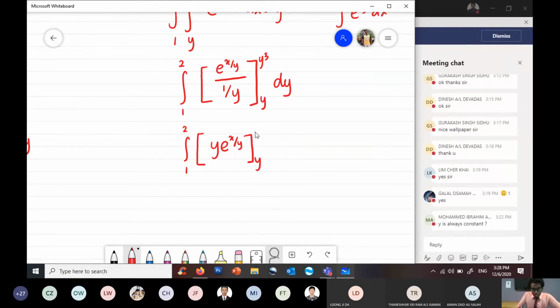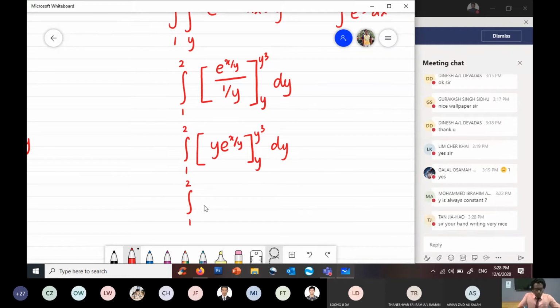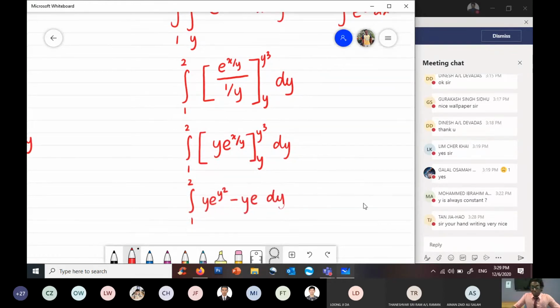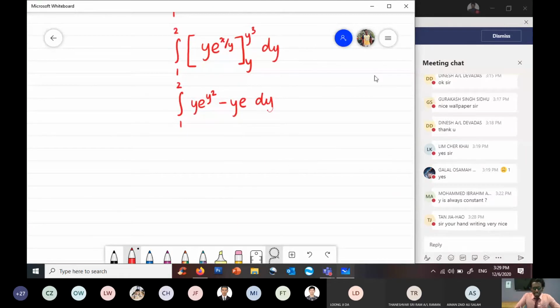So you have y cubed, and then you have dy. So if you put your y cubed into the x, minus, and then you put your y into your x, what you will be getting is the integral from 1 to 2. I did it just now. I got, let me see, y e to the power of y squared minus y e. So this is what I get. So now the problem is a bit simple because it's no longer a double integral, but it is a single integral.